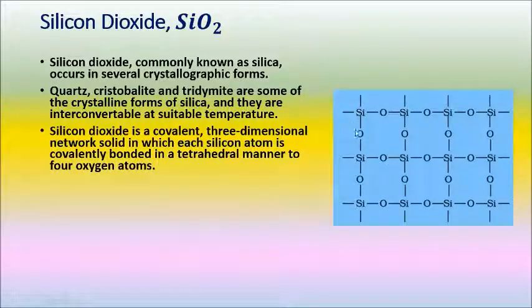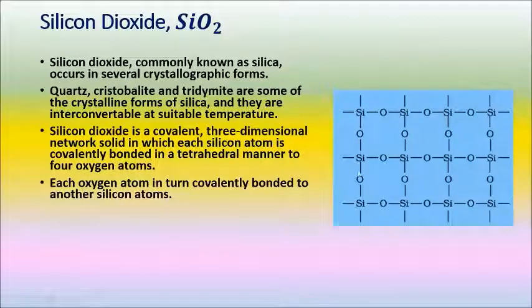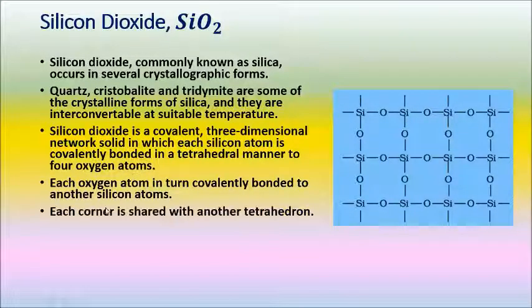You can see here the structure where, if you take one of the silicon atoms, it will be bonded with four oxygen atoms in a tetrahedral manner with a three-dimensional structure. Each oxygen atom in turn is covalently bonded to another silicon atom. You can see the four oxygen atoms are here, and all four oxygen atoms are linked with four silicon atoms. Each corner is shared with another tetrahedron. That means a number of tetrahedra are connected to each other.